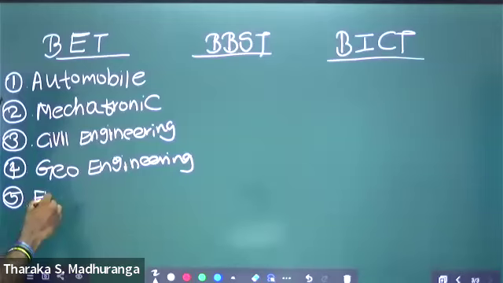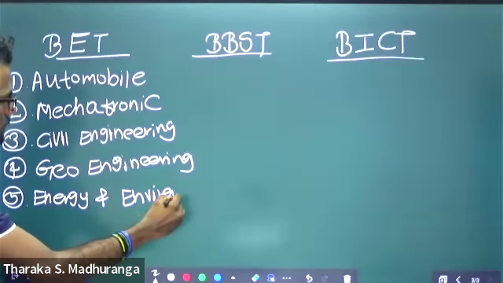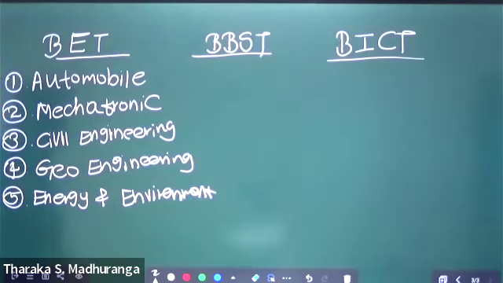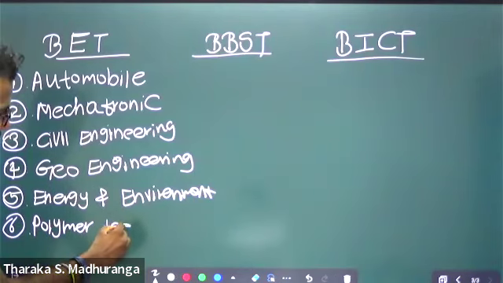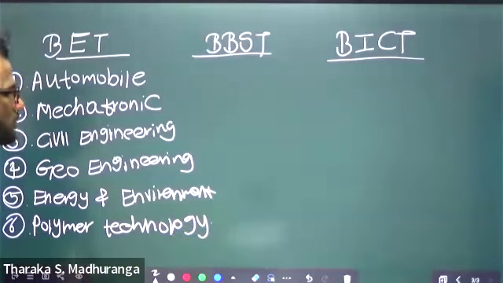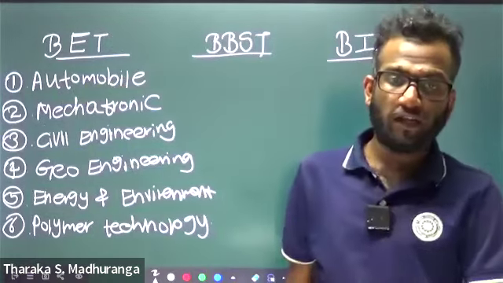The fifth one is energy and environment technology. The sixth and final one is polymer and rubber related production technology, polymer technology. Okay, they are the areas you can select under the Bachelor of Engineering Technology.